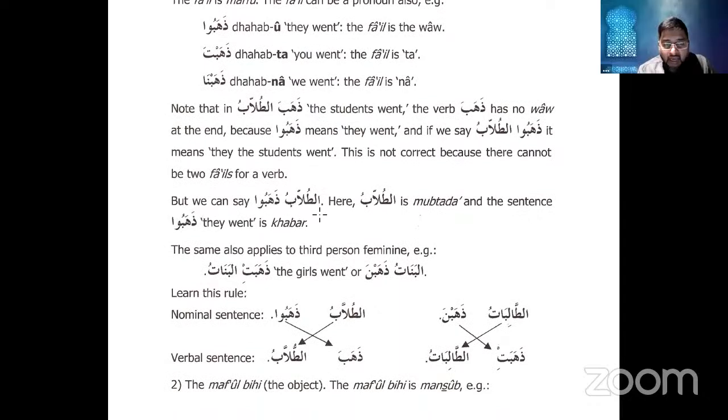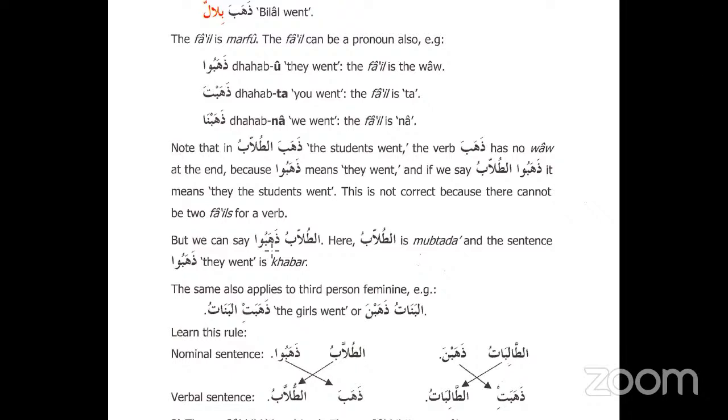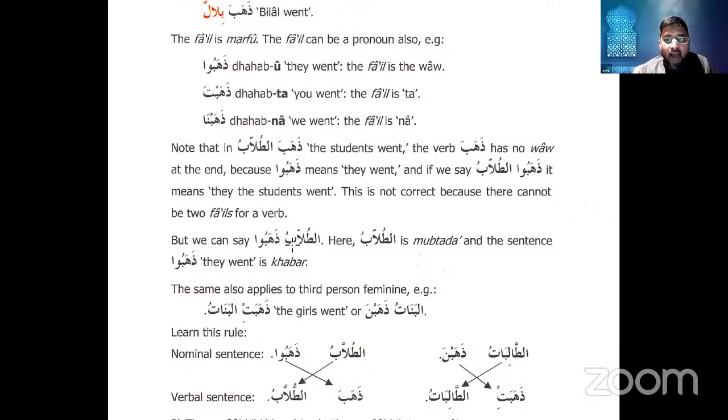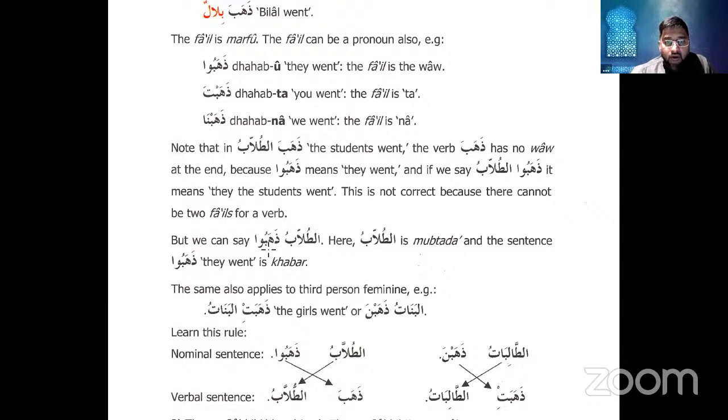But we can't say at-tulabu zahaba. Can you look at the translation? When we said zahaba at-tulabu, the students went. But when we say at-tulabu zahabu, the translation is slightly different: the students, they went. So what happens here is that when at-tulabu is coming before the verb, the pronoun within the verb will become the fa'il, the doer, and the pronoun of "they" will return back to at-tulabu.